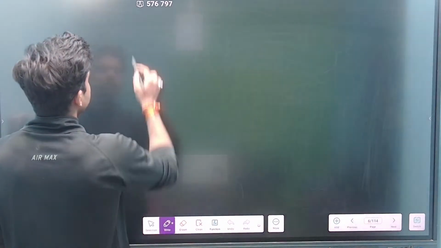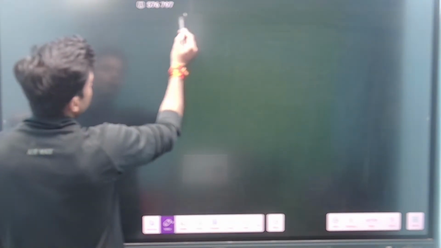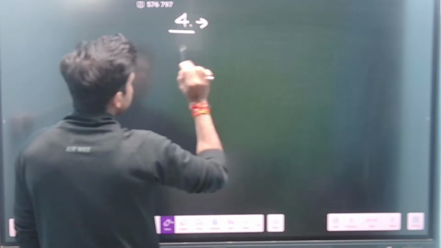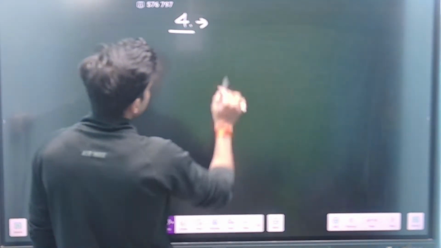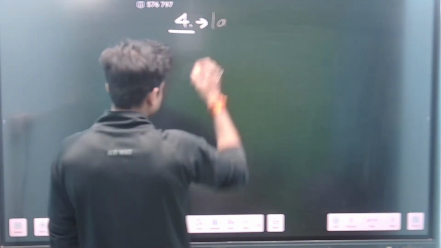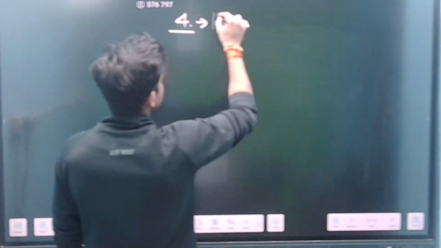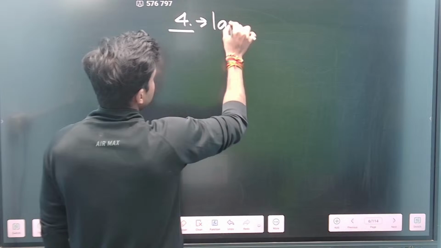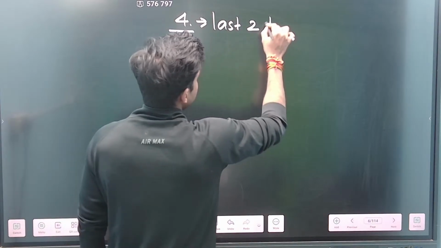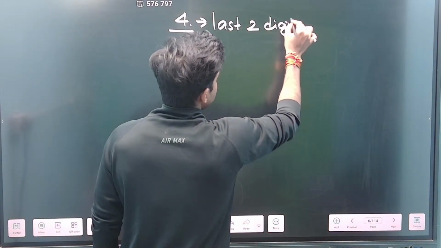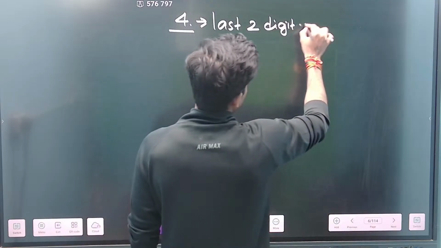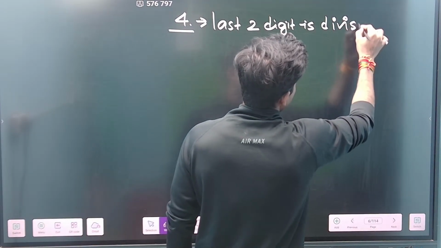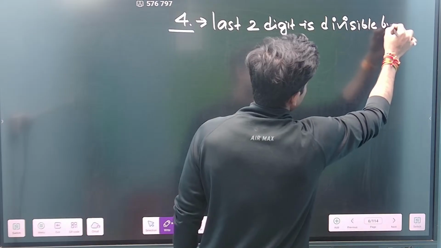Now if I want to check for 4, the rule is basically, please check whether the last 2 digits are divisible by 4 or not. So you can write here: last 2 digits divisible by 4, I would say divisible by 4.